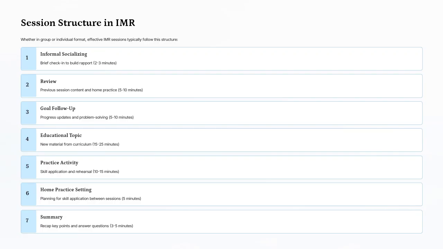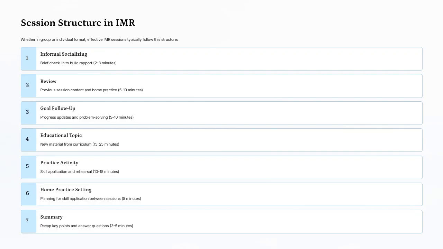Informal socializing. The session begins with a brief 1 to 3 minutes or so of informal conversation to build rapport and discuss any major issues that may have come up since the last meeting. Review of the previous session. The practitioner reviews material from the last session to check for understanding and retention of information and skills. Review of homework. The practitioner and individual discuss the homework assignment from the previous session. This is an opportunity to praise efforts, reinforce success, and problem solve any difficulties that arose.